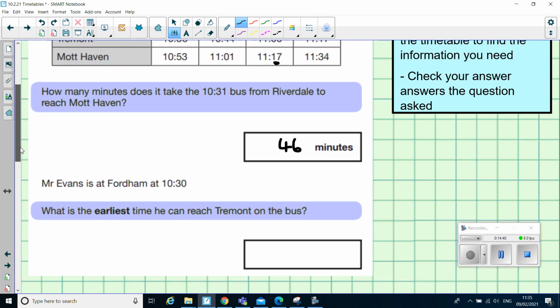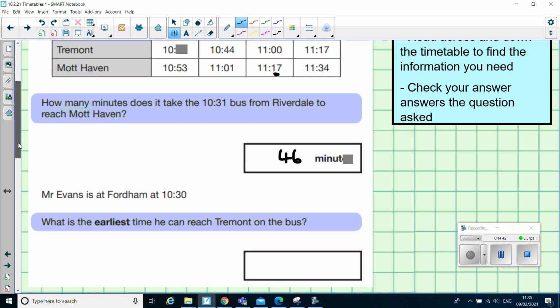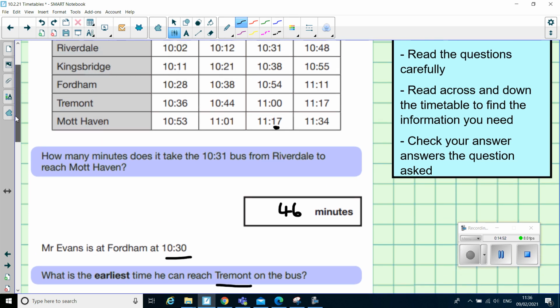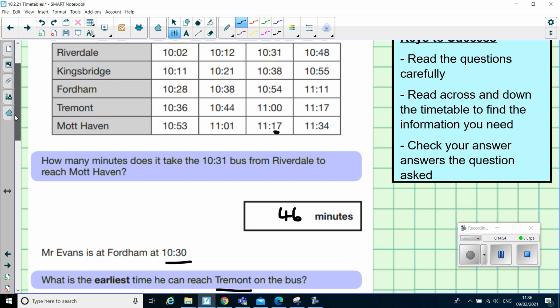Okay, the next question about the same timetable. Mr. Evans is at Fordham at 10:30. What is the earliest time he can reach Tremont? So he's at Fordham at 10:30. So find Fordham, think about the time 10:30. What is the earliest time he can reach Tremont? Pause the video now and have a go at writing your answer.